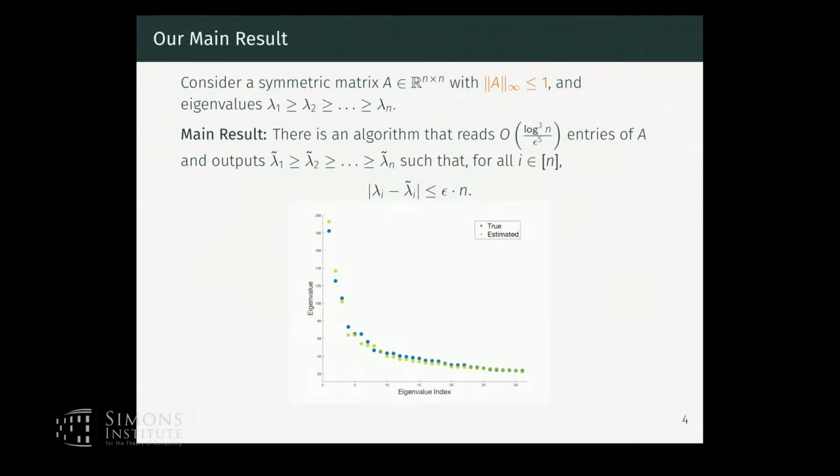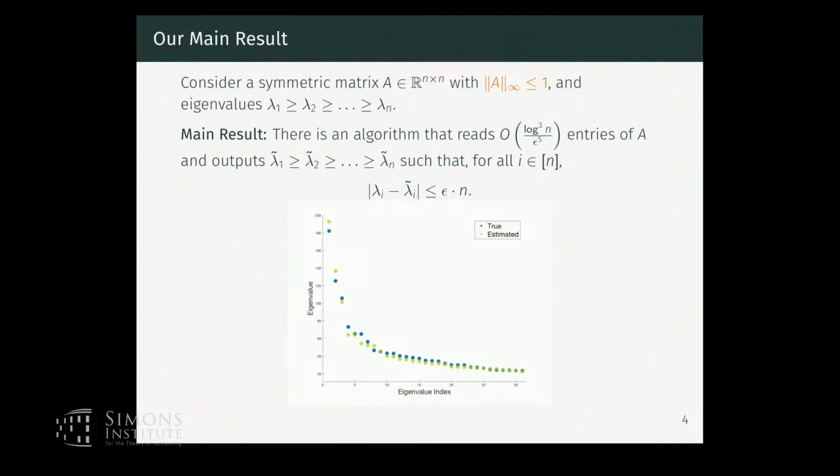Okay, so our main result, stated slightly more formally: I have a symmetric matrix A. Throughout this talk, I'm going to assume that I scaled A so that its largest magnitude entry is bounded by 1. Everything holds in general, but I don't want to keep writing the infinity norm of A, so just assume the largest entry of the matrix is bounded by 1.